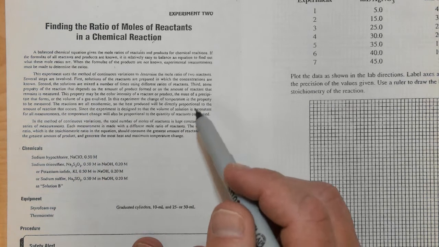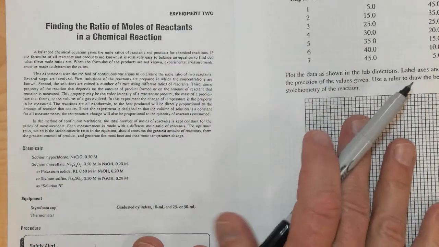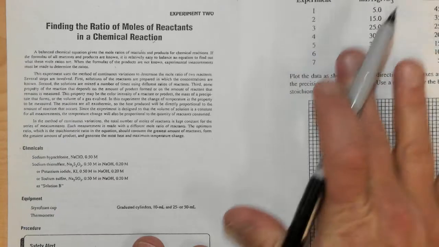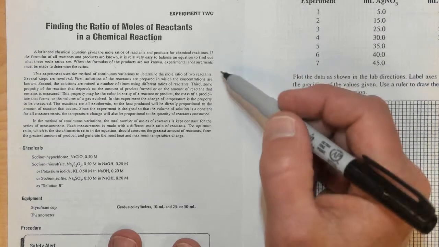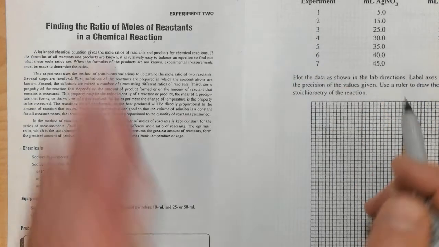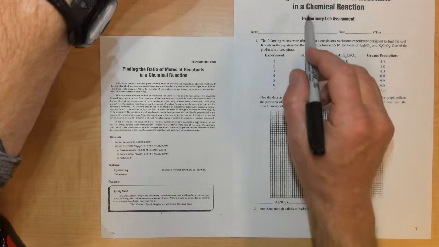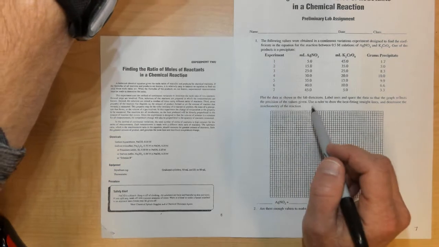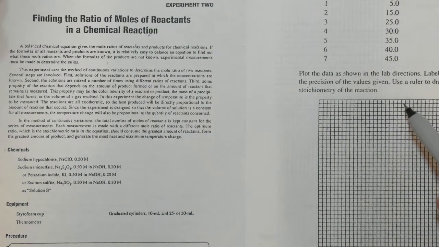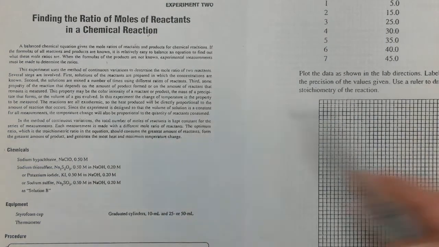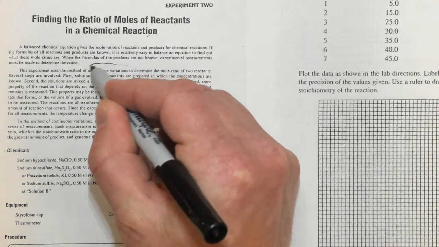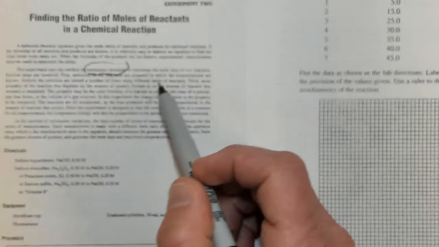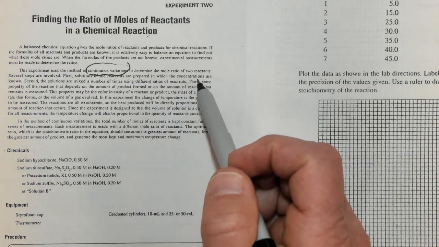So pause the video now, make sure that you have this Prelab out in front of you, make sure that you have the Prelab sheet that has this graph right here in front of you as well. I'm going to finish reading the intro right here, and then I'm going to zoom out and work through the preliminary laboratory assignment, and you can follow along and do it as well. This experiment uses the method called continuous variations to determine the mole ratio of two reactants.